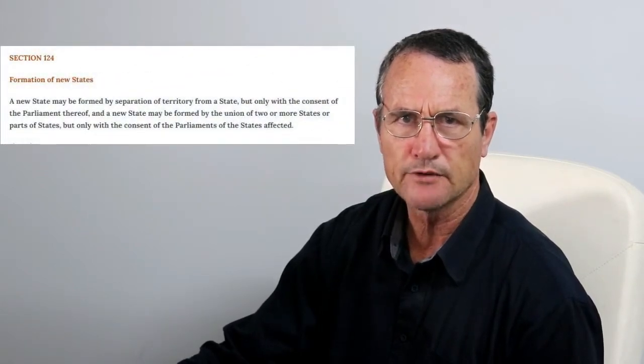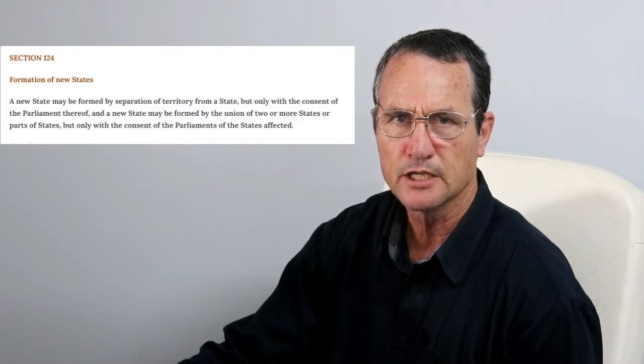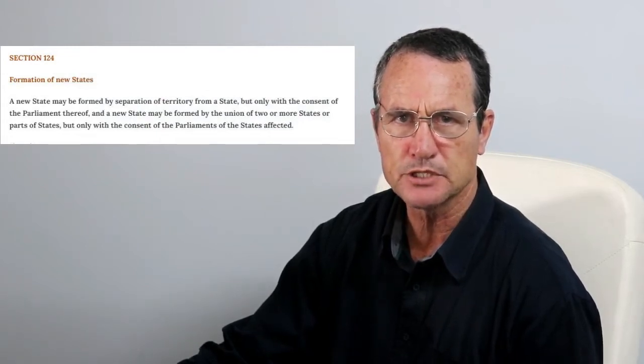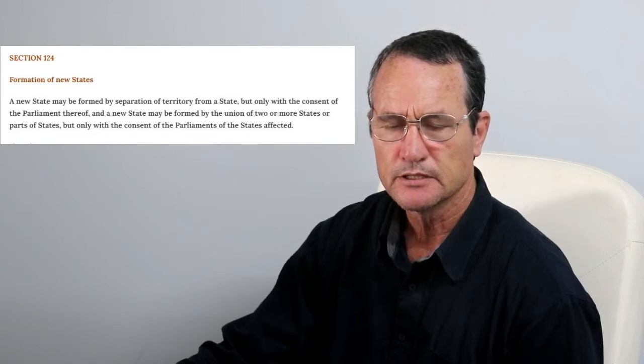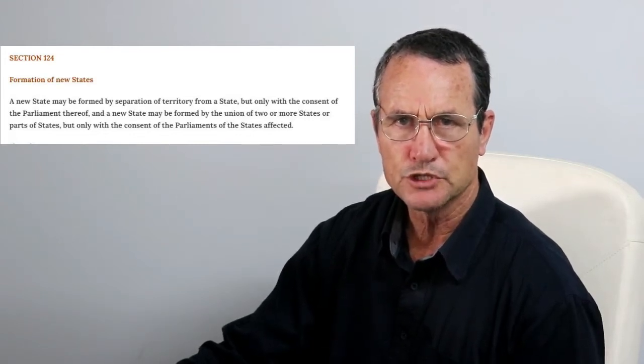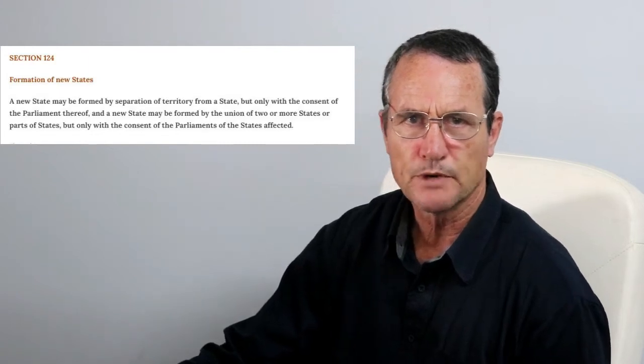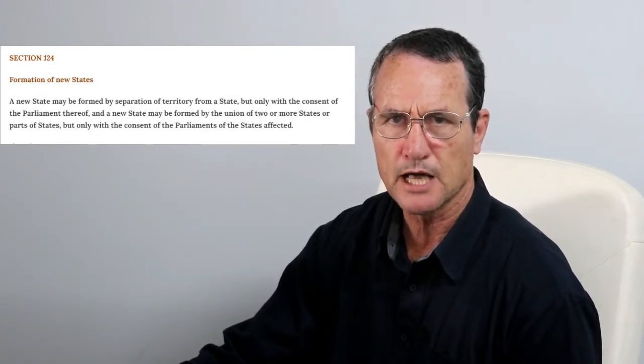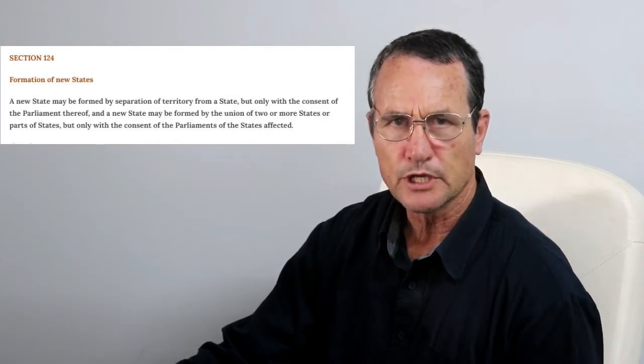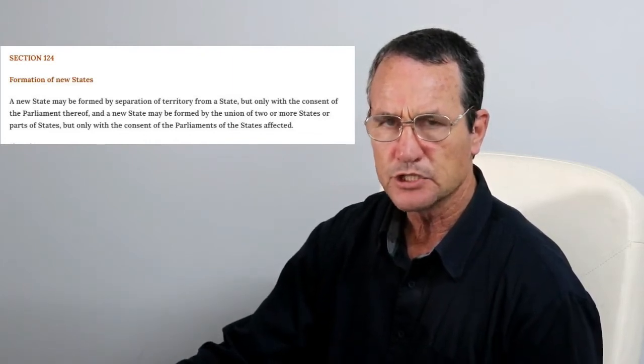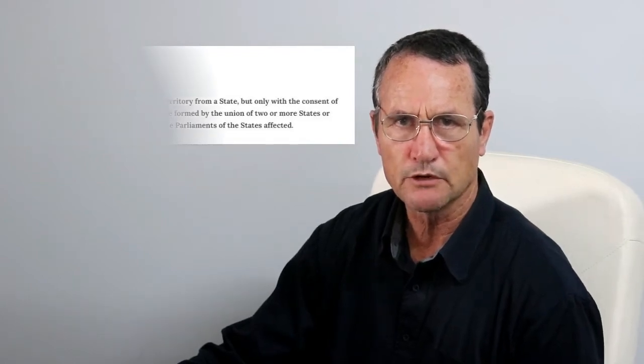Section 124 also provides for the inclusion of land from multiple states in one new state by requiring the consent of the parliaments of each state affected. If the Riverina State includes only land from New South Wales, this formation requires the consent of the New South Wales Parliament alone. If it also includes land from Victoria, the consent of the Parliament of Victoria is also required. The question now becomes, how does the formation of the Riverina State gain the consent of the Parliament of New South Wales?